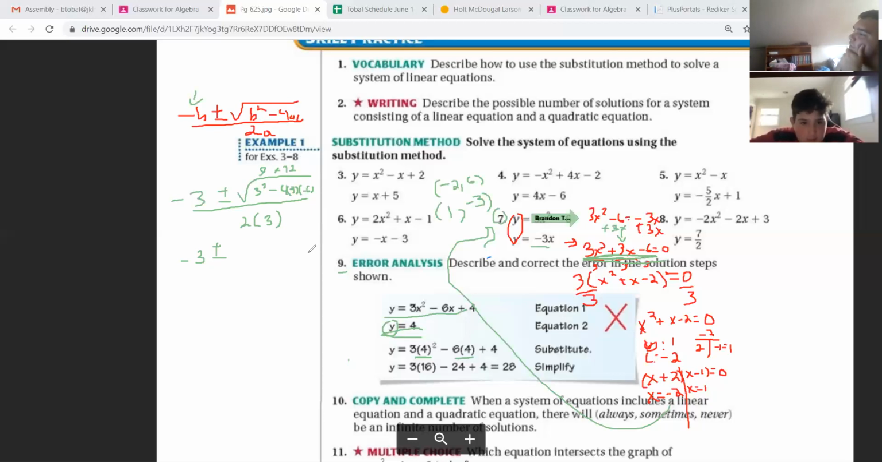3 times 6 is 18. 18 times 4 is... Oh, I know what I did wrong. I didn't add a negative. Yeah, that's right. It's a very common mistake. Don't beat yourself up on it. You forget the negative.